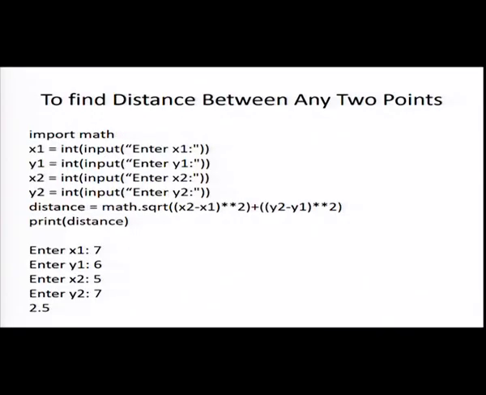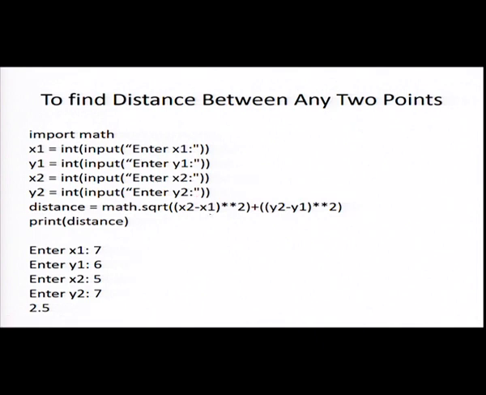Here it is: import math, x1 equal to int input of x1, y1 equal to int input enter y1, x2 int input enter x2, y2 int input enter y2. Now if you want to calculate the distance, what is the formula? Square root of x2 minus x1 the whole square plus y2 minus y1 the whole square, that is the formula for finding the distance. So we have got the inputs, and we use the math module in which the built-in function square root is available, with the x1, y1, x2, y2 values we have obtained.